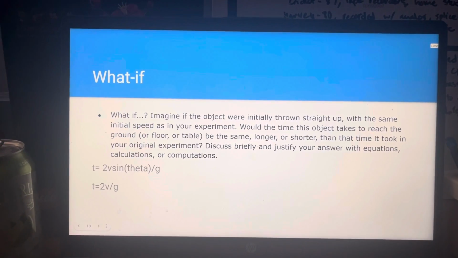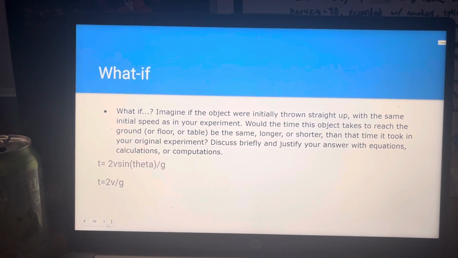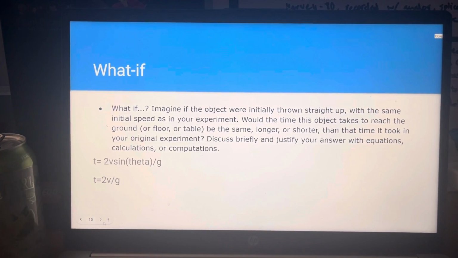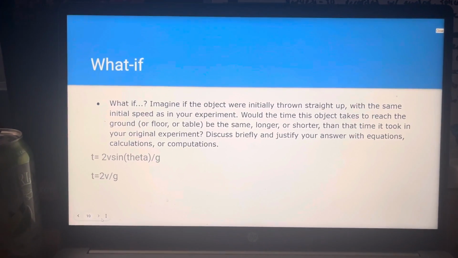So yeah, we learned that drag shortens the amount of change in the x direction.